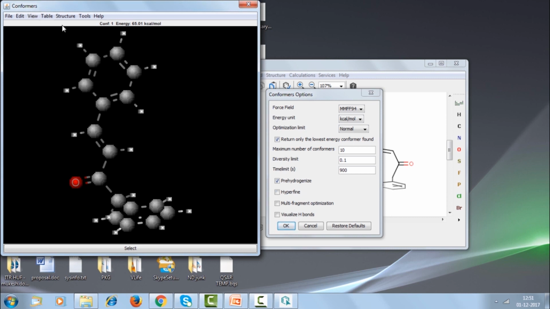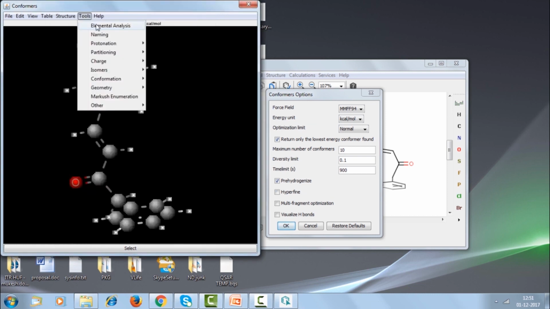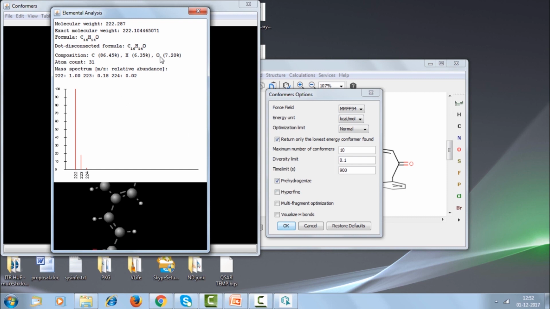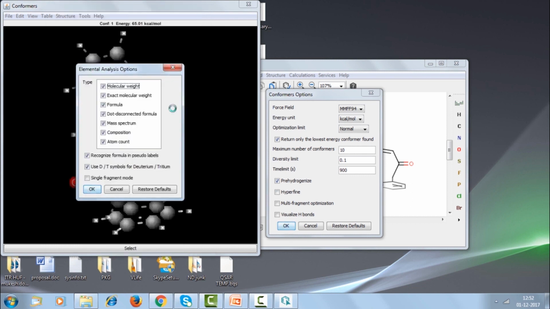Table options, elemental analysis. It gives you the CHN ratios, carbon, hydrogen, oxygen ratios. It also gives you the mass spectrum. This is the mass spectrum theoretically calculated. So if I do a mass spec using experimental, I can always cross check. It gives you atom count, formula, molecular weight, also the mass spectrum, as you can see, molecular weight at 222, 223, 224 and so on. Actually it gives you a CHN ratio. So if I do a CHN analysis, I can cross check whether I get the same thing.